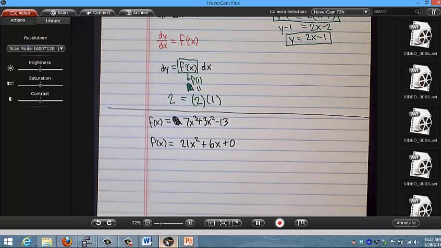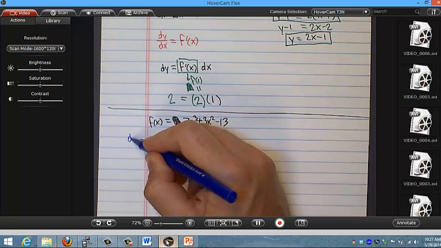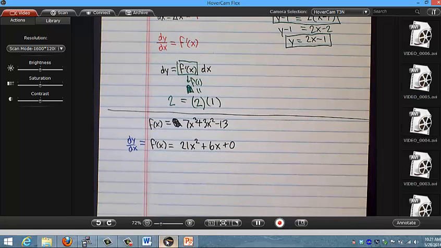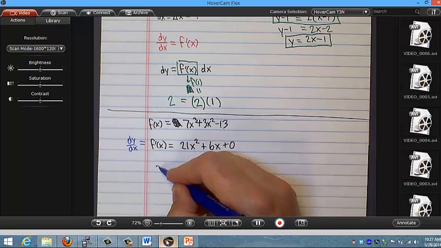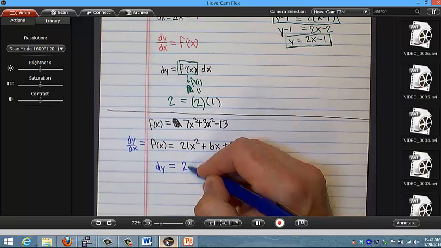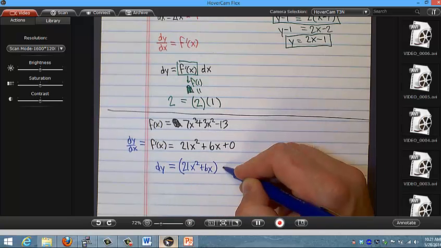If we want to write the answer as a differential, we say this is dy dx, right? Using the Leibniz notation. And so I'm going to write, what does dy equal? Well, it's 21x squared plus 6x dx.